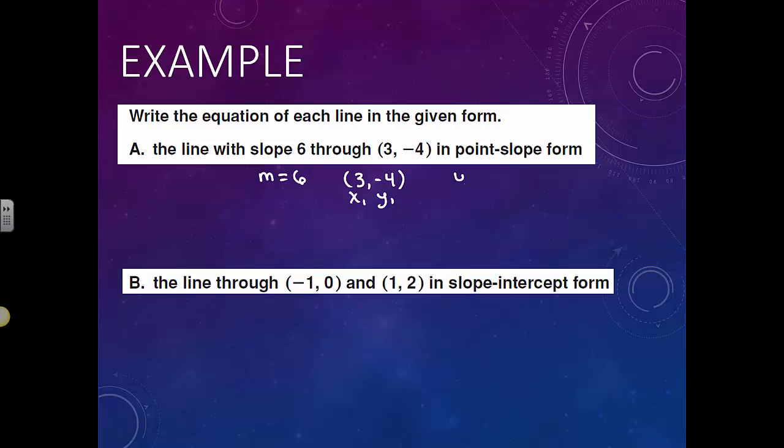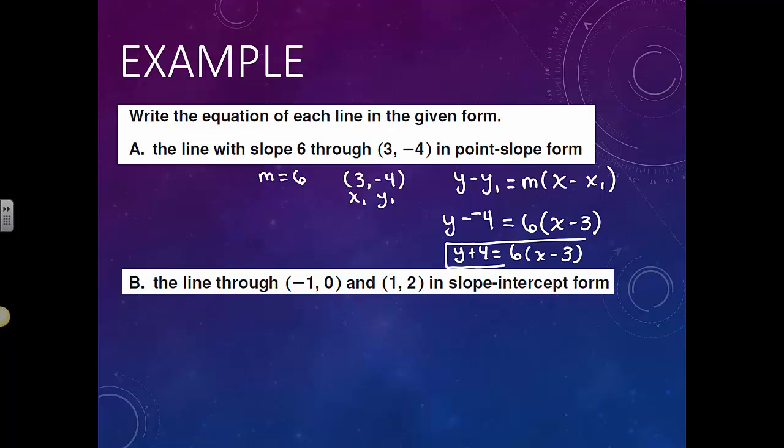So point-slope form is y minus y1 equals m times x minus x1, and I simply just need to plug everything in. So I would have y minus y1 is negative 4 minus negative 4 equals m, which is 6, times x minus 3. I don't like that double negative there, so my equation is actually going to be y plus 4 equals 6 times x minus 3. And that's the equation of that line in point-slope form.